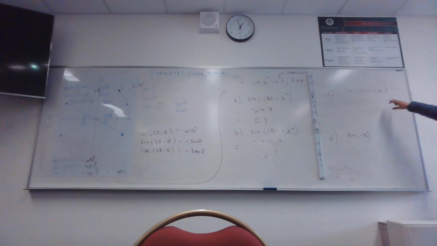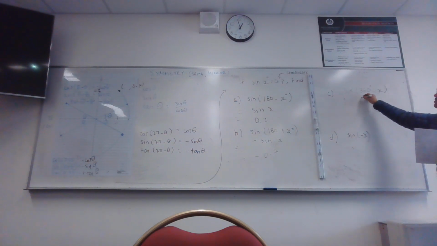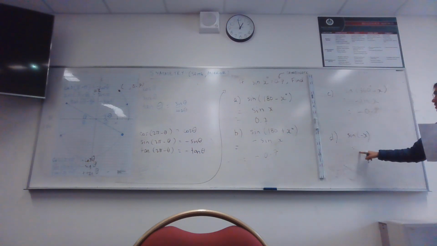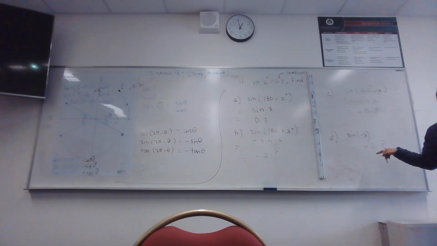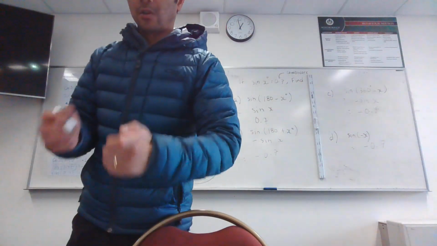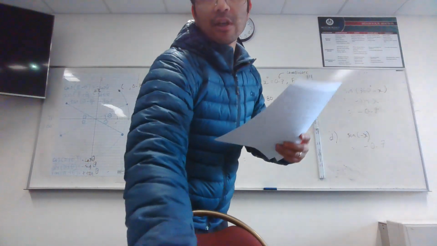Okay. Sine 360 take away x. Which quadrant? 4. What type of sine x is it? It's negative. Negative 0.7. Tim? Yeah. It's the same thing, just written differently. Okay. Any questions with that? All right. I'm going to give out your sheets.